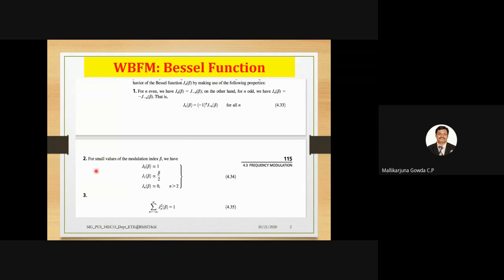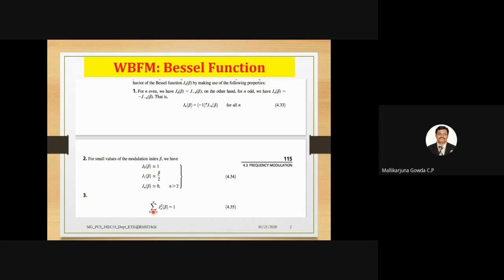And the second one is, for small values of the modulation index beta, we can approximate J naught of beta as approximately equal to 1. This is also very, very important. So when the value of the modulation index is much less than 1, we can approximate J naught of beta is approximately equal to 1. And J1 of beta, its value will be approximated to beta by 2. And Jn of beta will be approximated to 0 when the value of n is greater than 2. Yes, this is the second thing.